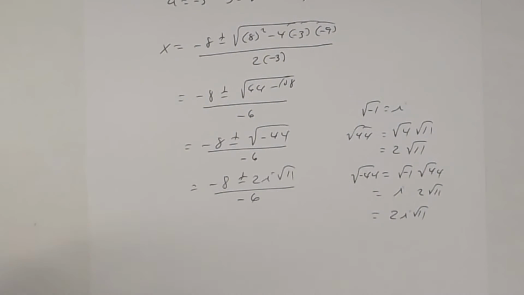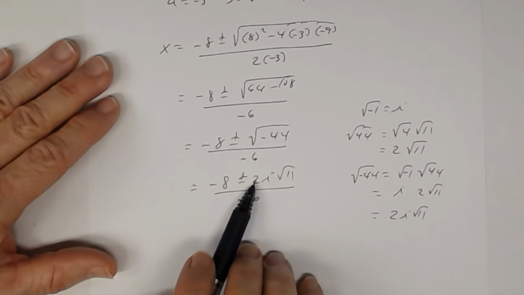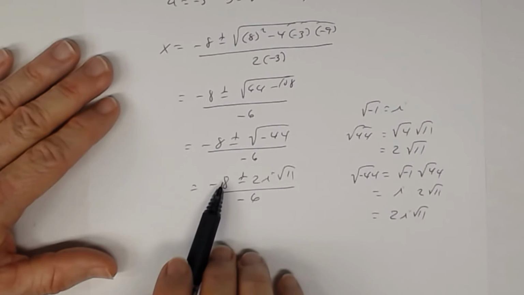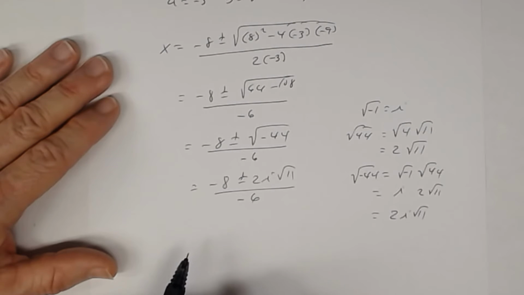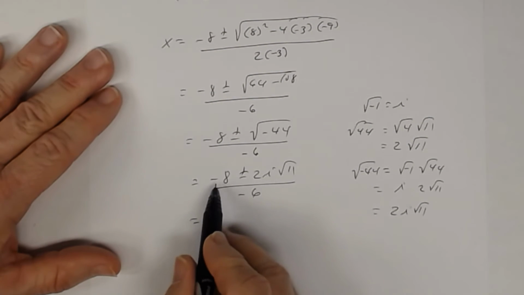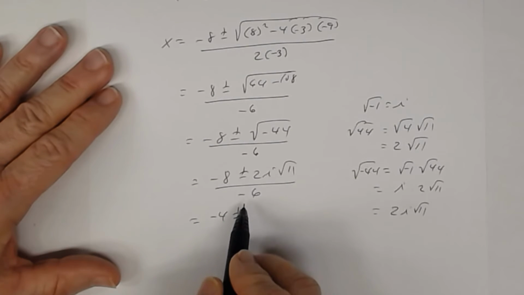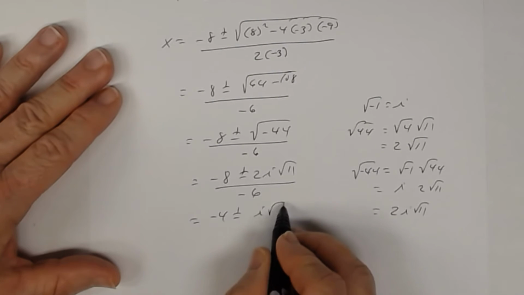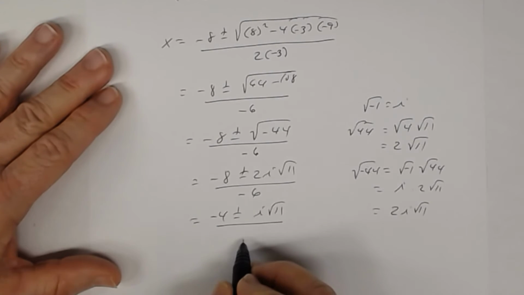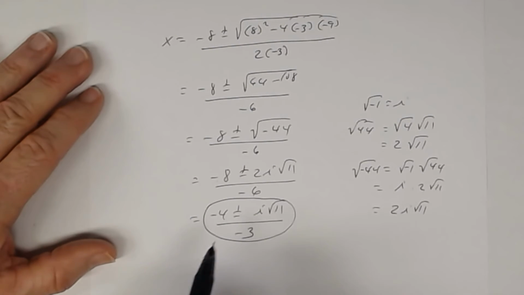Alright. Now, there are multiple ways of writing your answer. Normally, though, in math, when you're able to simplify, you simplify. So see this negative 8, this 2, and this negative 6, they're all divisible by 2. Okay? So since they're all divisible by 2, this becomes negative 8 divided by 2 is negative 4, plus or minus 2 divided by 2 is 1, so that is i square root of 11, divided by negative 6 divided by 2 is negative 3. Okay? So that would be one of the possible solutions.